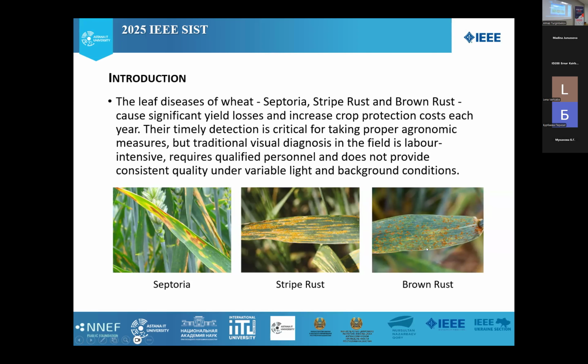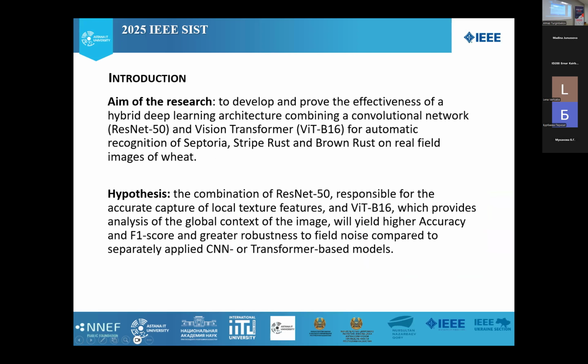The greatest progress has been made by convolutional neural networks, which can accurately extract local textural features. However, CNNs often face generalization problems when dealing with noisy field data. In parallel, vision transformers are gaining popularity in computer vision by moving the attention mechanism from natural language processing to image analysis. They flexibly evaluate the global context of a frame, going beyond local filters.